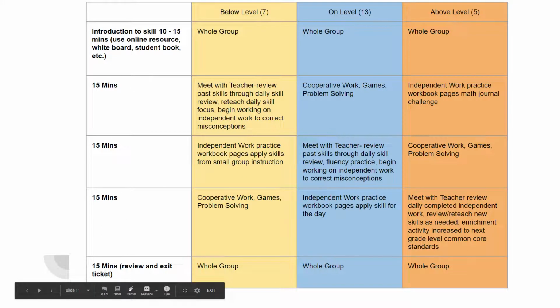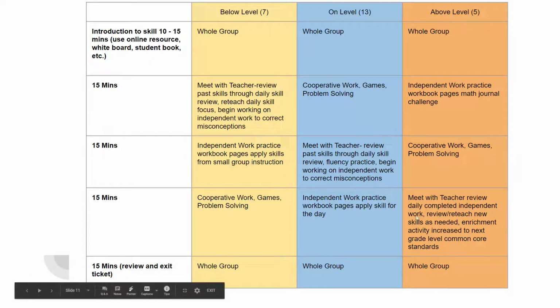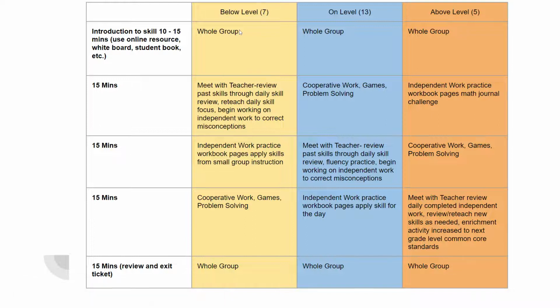Here is what a math classroom that's leveraging small groups may look like. So this teacher's given a diagnostic and she has 7 students below, 13 on level, and 5 above. And these are all aggressively placed students. So this is what the rotation may look like for a below grade level student. They're going to begin with whole group with everyone, and then their first rotation is with the teacher.